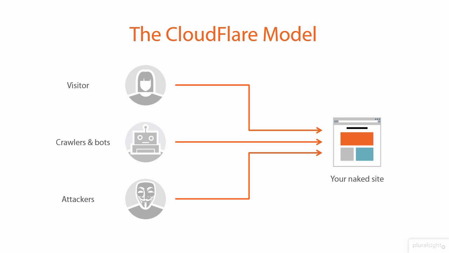Now here's the way Cloudflare describe their service. Most of the time, a web application is naked. And what they mean by that is that all these three sources of requests, so visitors, crawlers and bots, and attackers, are going direct to the site. The site has no defense in front of it, therefore it is naked. Now what the Cloudflare model does is it routes all of the traffic through their infrastructure. And by doing that, they can let through the crawlers and bots because you do still want search engines to crawl and index your site, but then they can block the attackers.